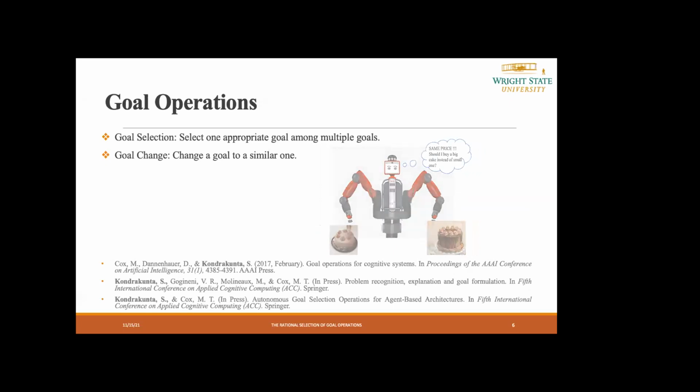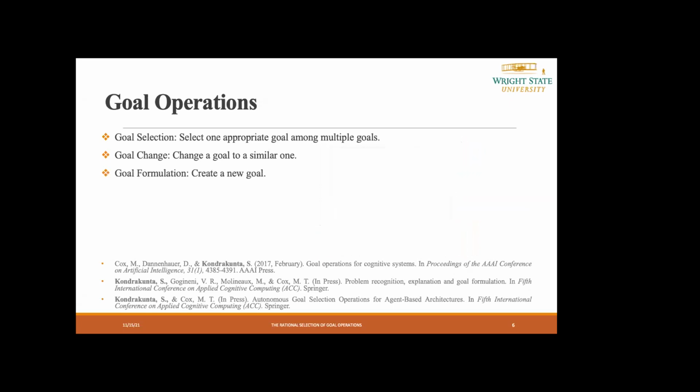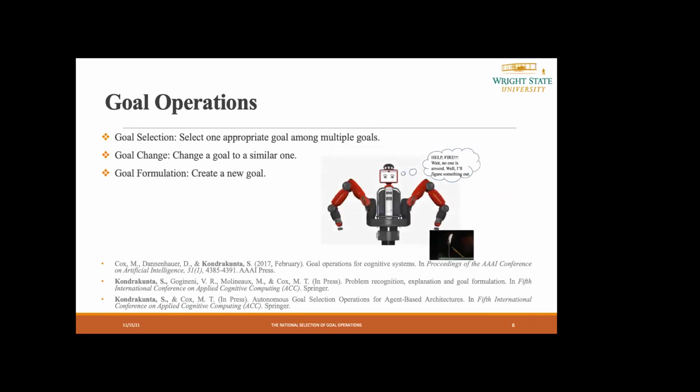And there is also one other goal operation called goal formulation, meaning the agent coming up with its own goals when there is minimum to no help to use. Essentially it should think on its own when some unexpected event occurs, and be able to handle it on its own.